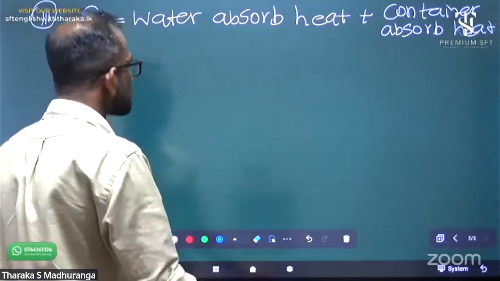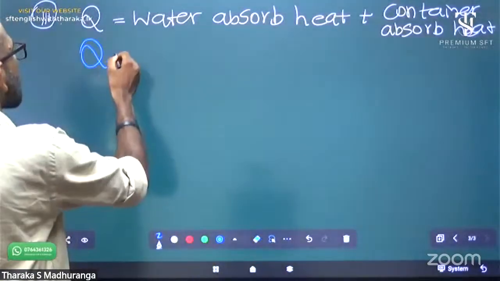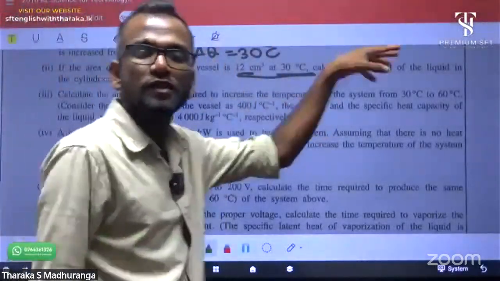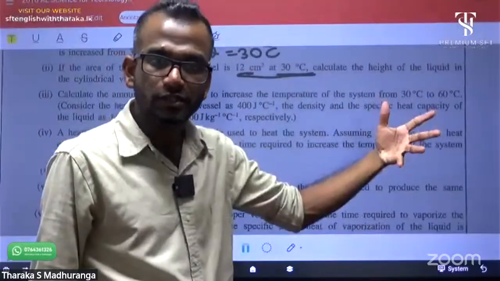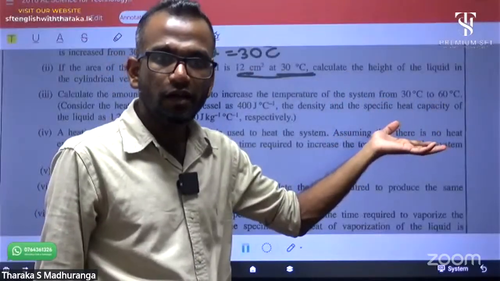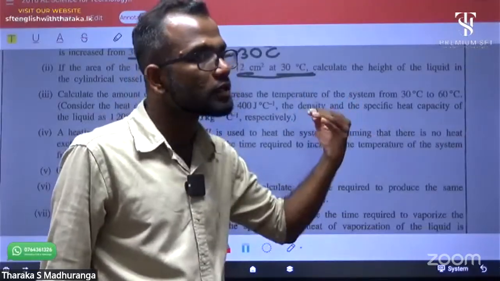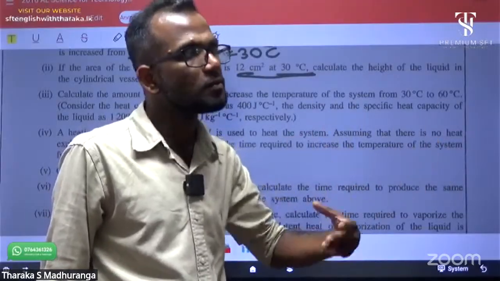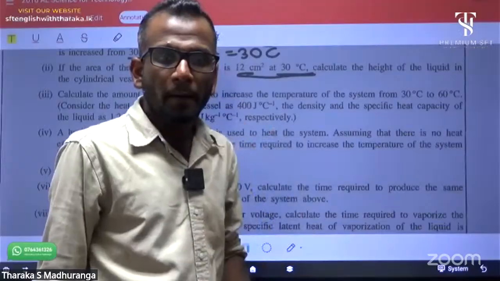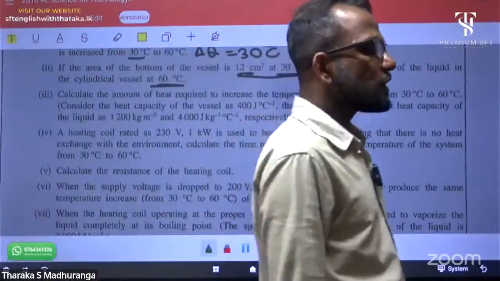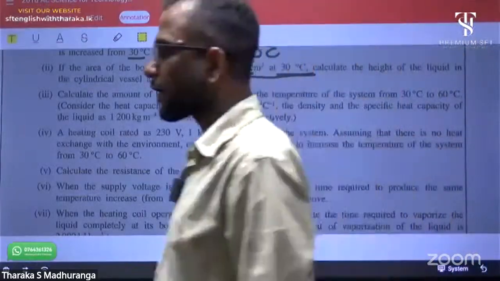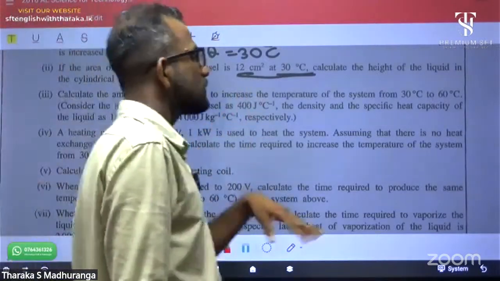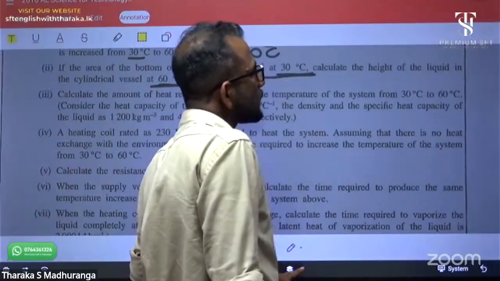Now Q equals water absorbed heat. Water temperature increases from 30 to 60. Is there any physical state change? Nabil, is there any physical state change for water? No. 30 to 60, just C theta. No physical state change.